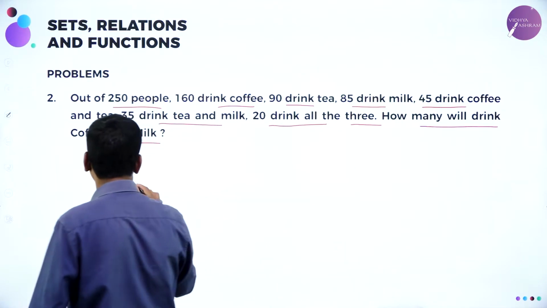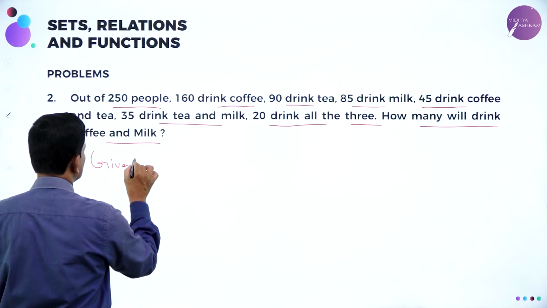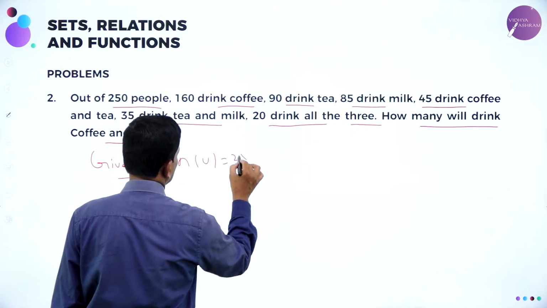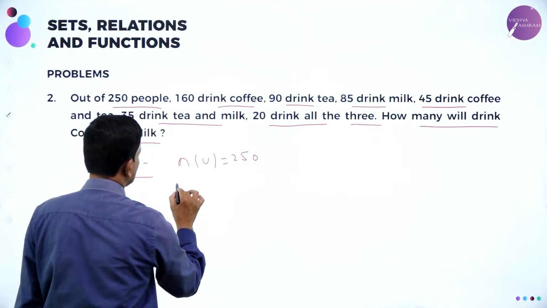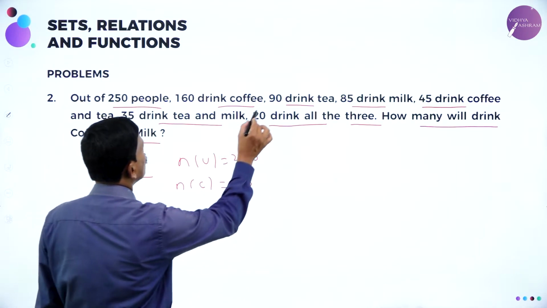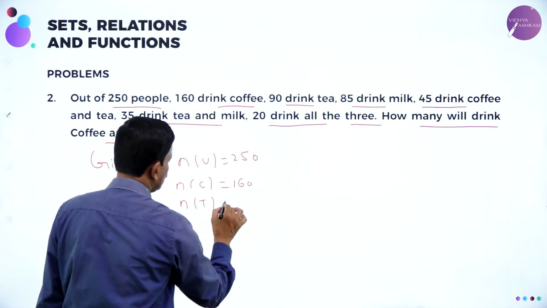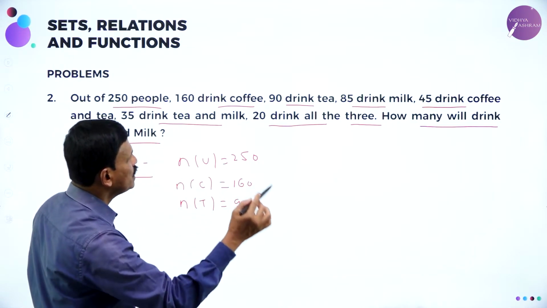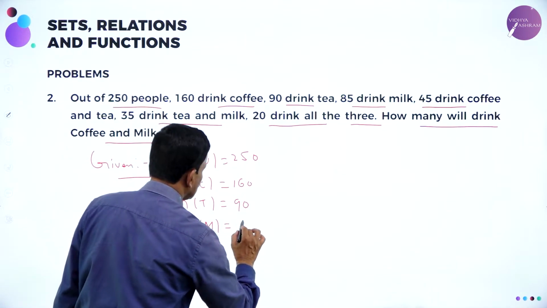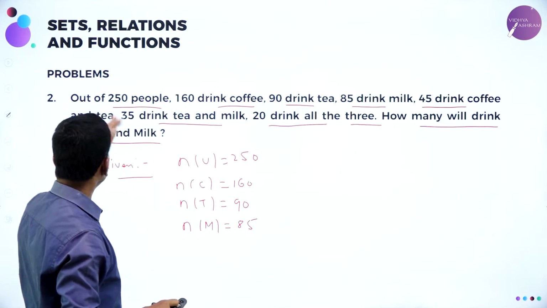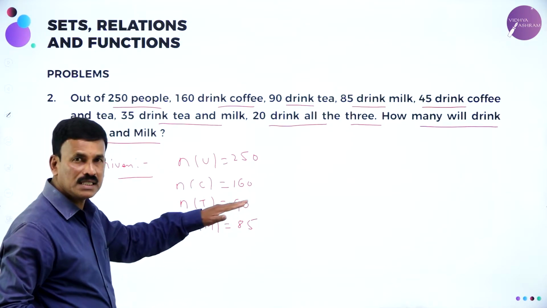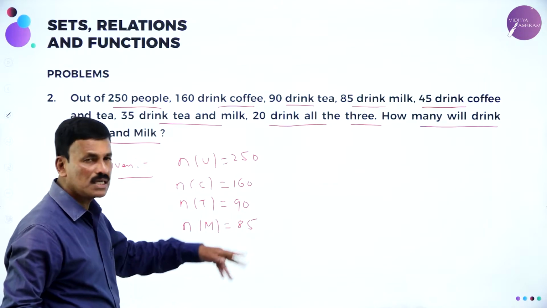Now let us write down what is given here. Out of 250, the number of people, N of U, is 250. 160 drink coffee, so N of C is equal to 160. 90 drink tea, N of T is 90. 85 drink milk, so the number of people who take milk is 85.